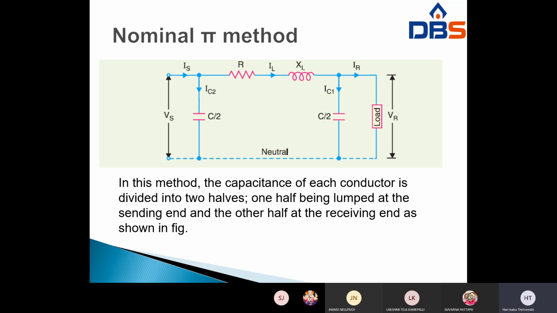So in the nominal pi method, the capacitance of each conductor, that is line to neutral, is divided into two halves. Here capacitance is divided into two halves. One half is lumped at the sending end, other half is lumped at the receiving end as shown in the figure. It is obvious that capacitance at the sending end has no effect on the line drop. Sending end capacitance there is no problem, but the only problem is capacitance at the receiving end.